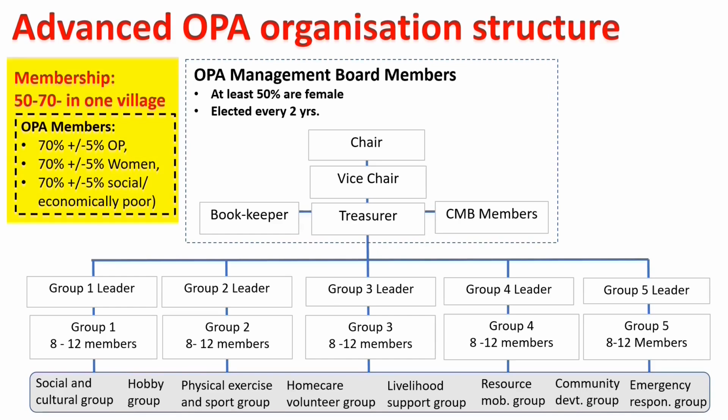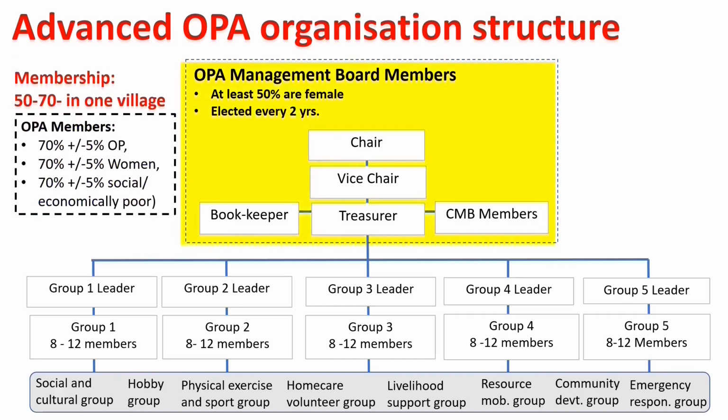The OPA has three 70% requirements. First, 70% are older people. Second, 70% are women. And third, 70% are socially and or economically poor. The OPA is managed by an OPA management board that is elected every 2 years by its members, and at least 50% of the board members are women.